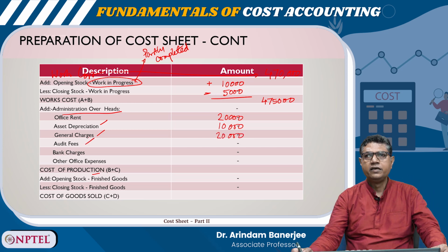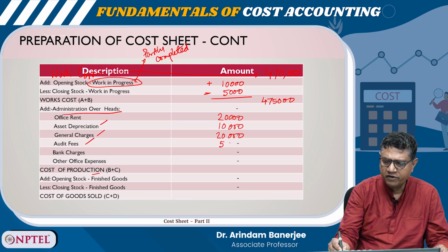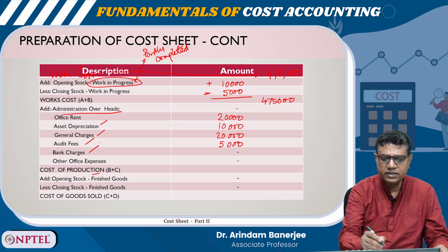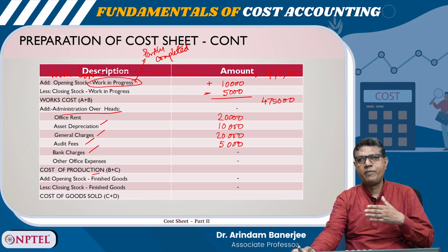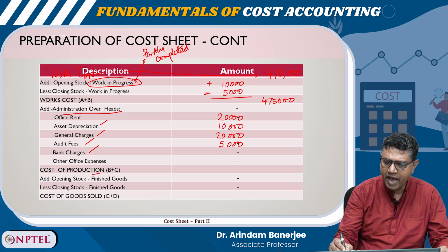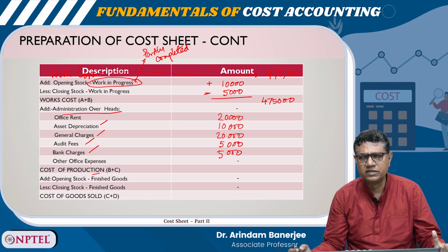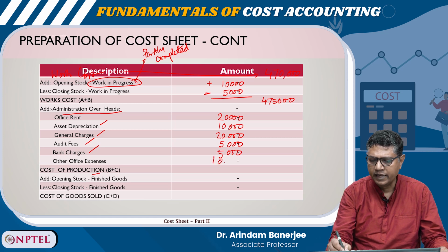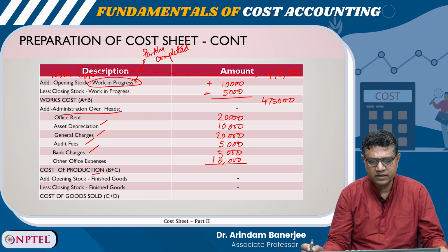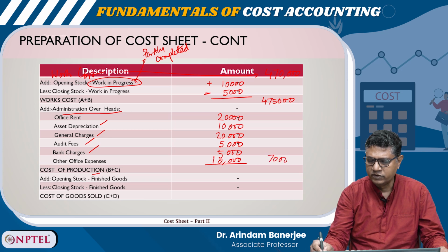Audit fees, you need to get your accounts audited, right? So audit fees is again 5,000, right? Bank charges, because as a company you must have a bank account and you deal a lot through the bank, so bank will charge for it. So bank charges is say again 5,000. Other miscellaneous office expenses, small expenses, right? Miscellaneous, say it is 10,000. Now if you add these expenses, so you will get how much? 20 plus 10, 30, 40, 50, 60, 70. So it is 70,000, right?